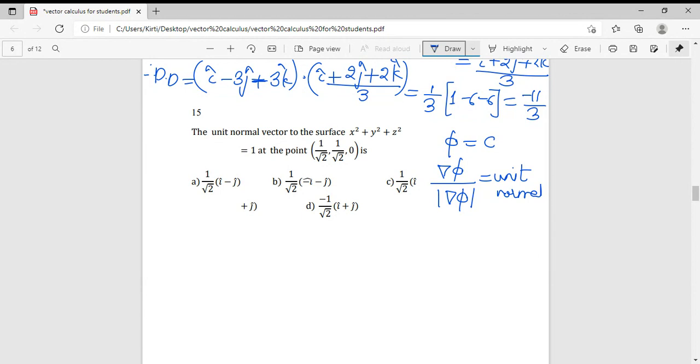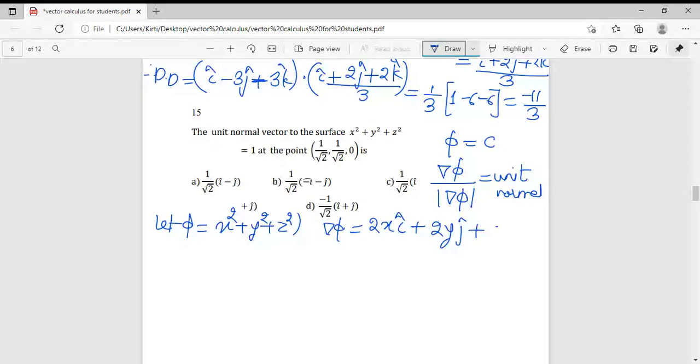So we will find out del phi, first phi from this equation of surface. So here what is phi? Phi is nothing but x square plus y square plus z square. Then we will find out del phi. So del phi according to definition, derivative of this with respect to x, so that is 2x i, derivative of this with respect to y, so 2yj, and then derivative of phi with respect to z, so 2zk.